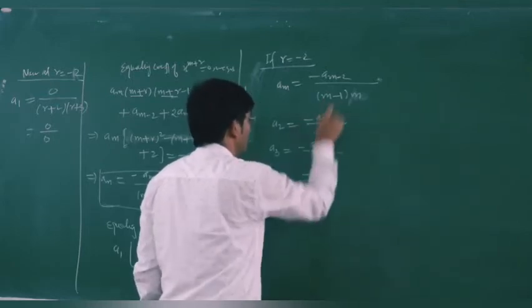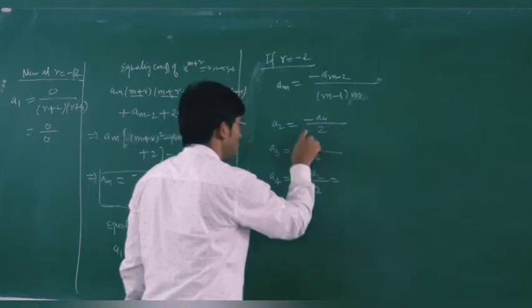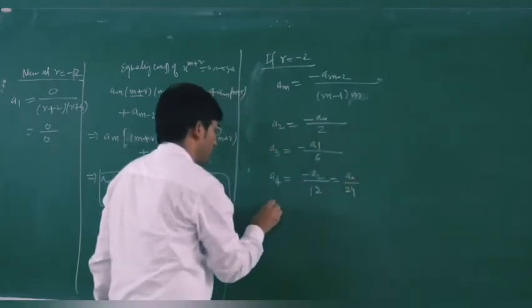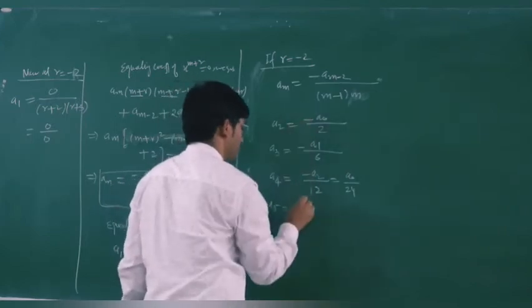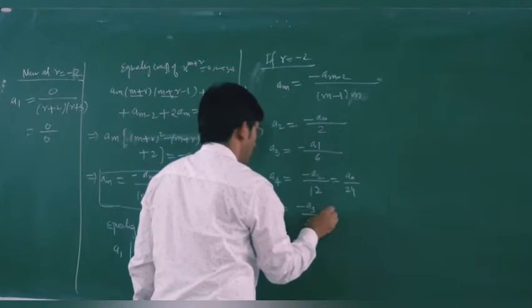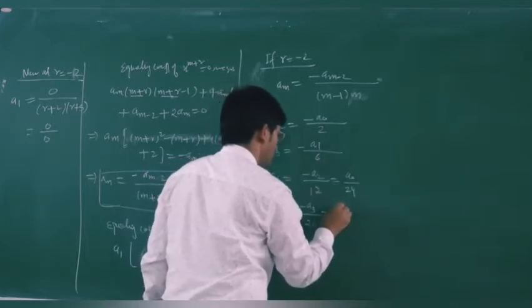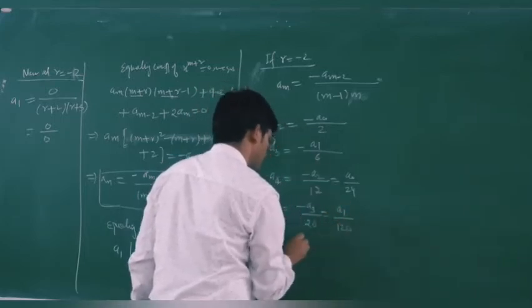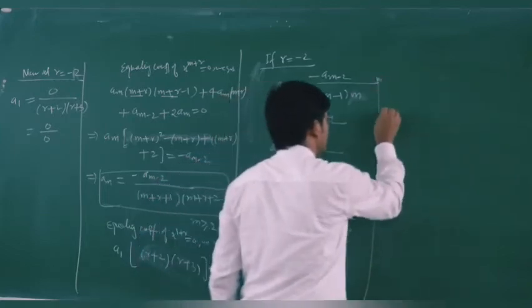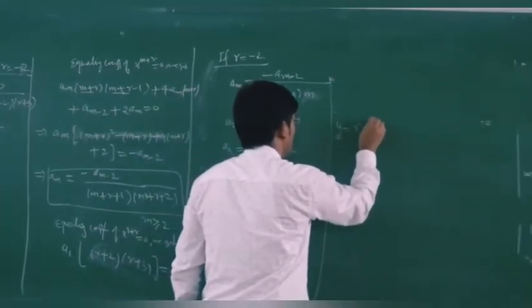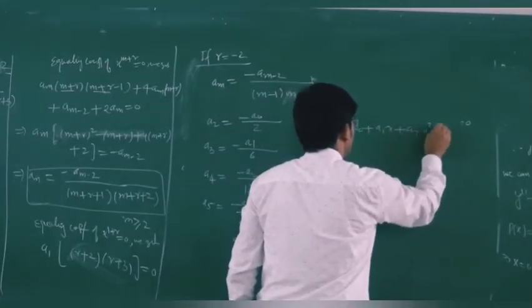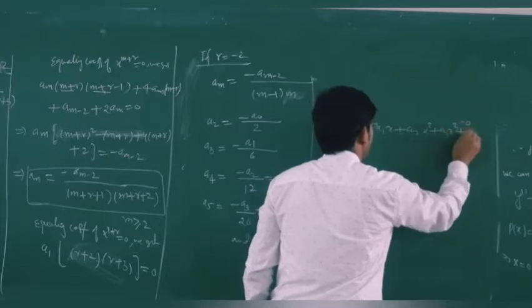a4 equal to a2 upon this one, so your a2 is this one, so this will be your a0 upon 24. And your a5 will be put m equal to 5, so this will be minus 3 upon 5 minus 4, so 20. And a3 is your minus a1, so this will be your a1 upon 120 and so on. So your solution is x power r a0 plus a1x plus a2x square plus a3x cube plus a4x power 4.